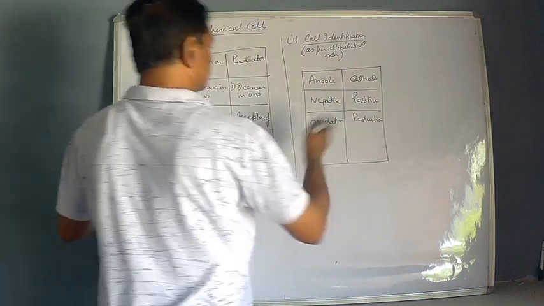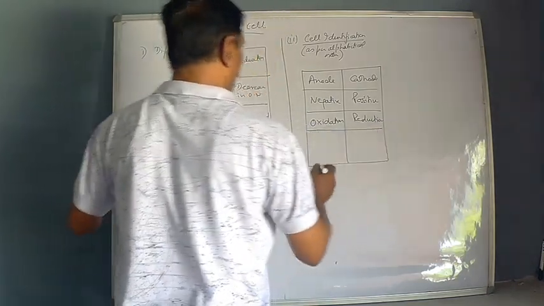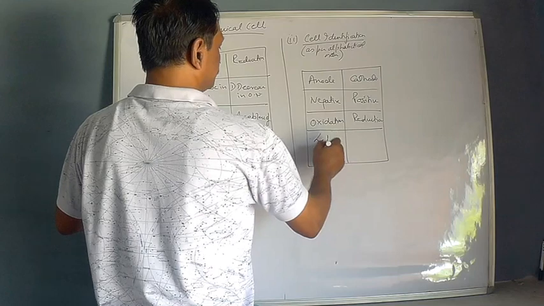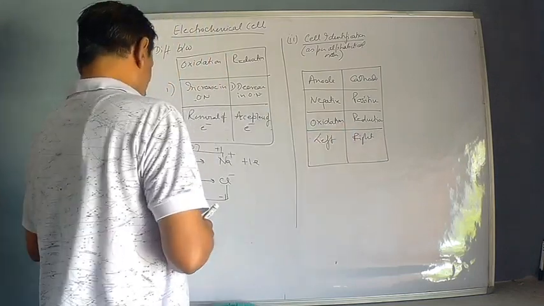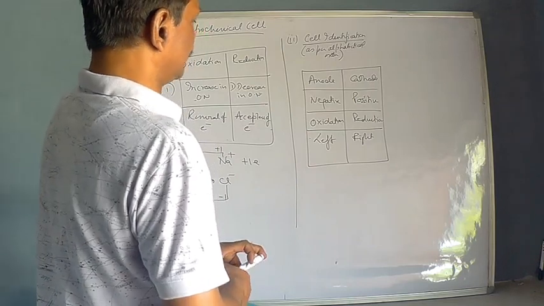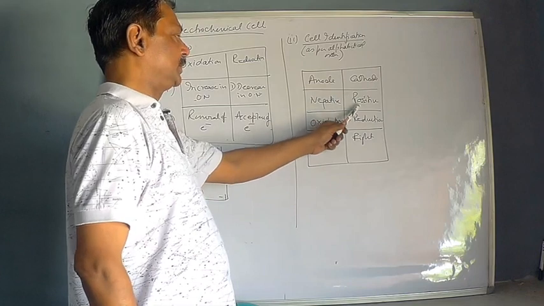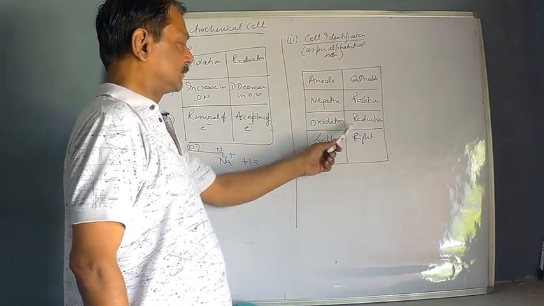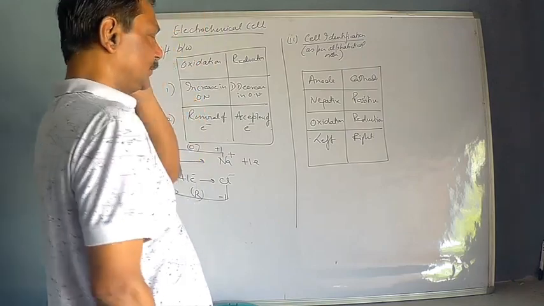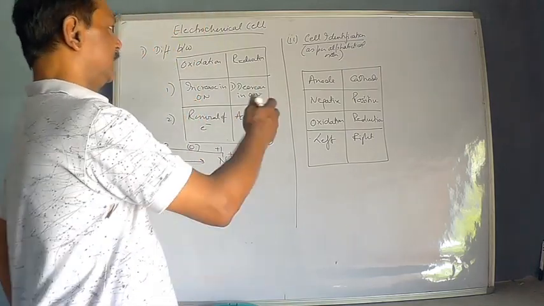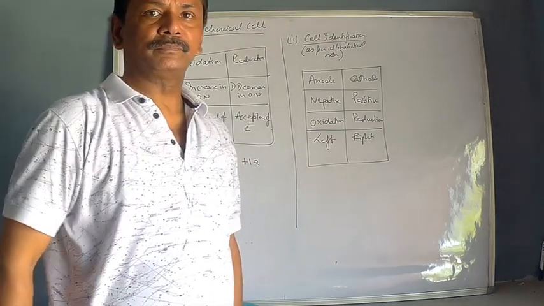And while writing the cell representation, we always take the anode on the left hand side and the cathode on the right hand side. So you see that they follow alphabetical order. A comes first, C comes afterwards, N comes first, P comes afterwards, O comes first, R comes afterwards, L comes first and R comes afterwards. So it is very easy to remember. You can very well identify your electrochemical cell.